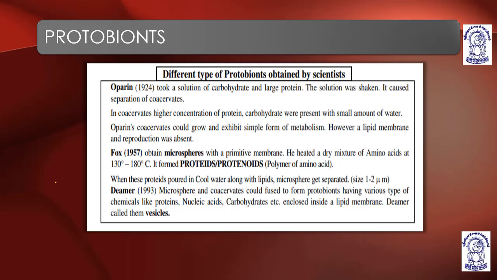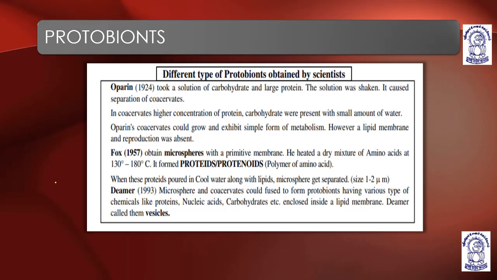So according to Sidney Fox, a membrane bound structure could only be given the status of being a cell. So according to Fox, microspheres were the primitive membrane bound structures, and when he heated a dry mixture of amino acids at 130 to 180 degrees Celsius, it forms proteoids or proteinoids, meaning a polymer of amino acids, but it is not a protein. It is a primitive form of protein.